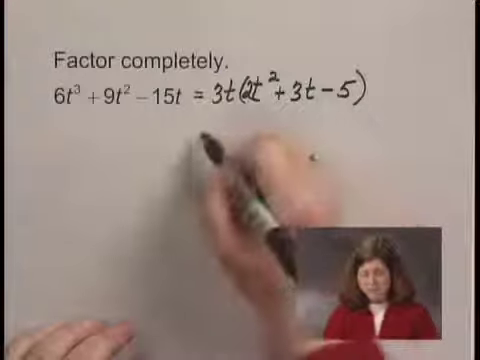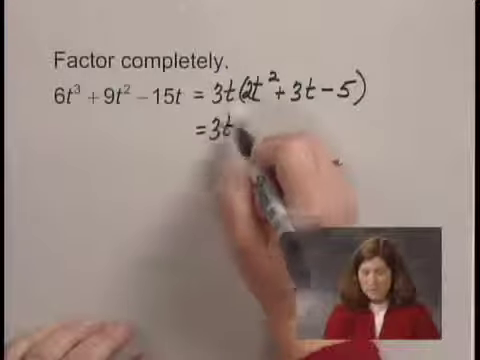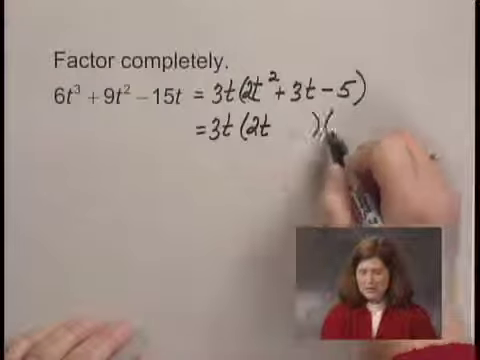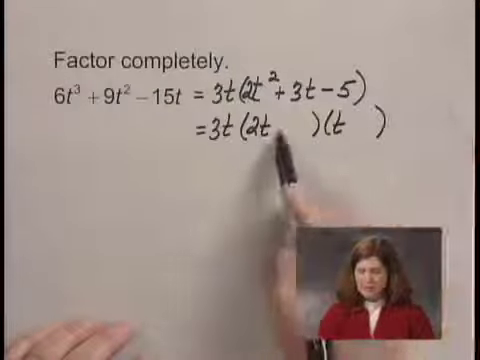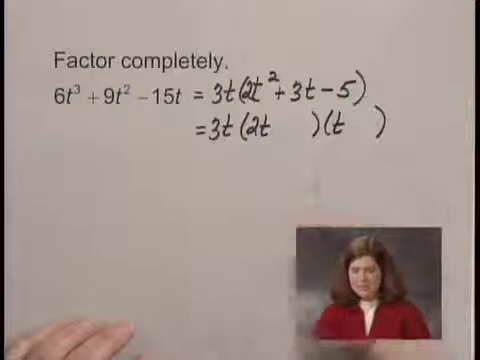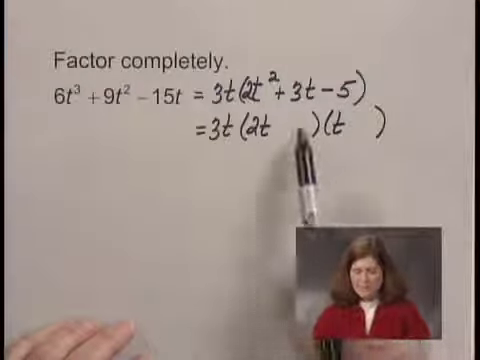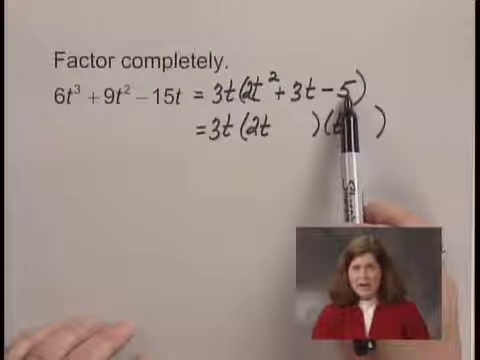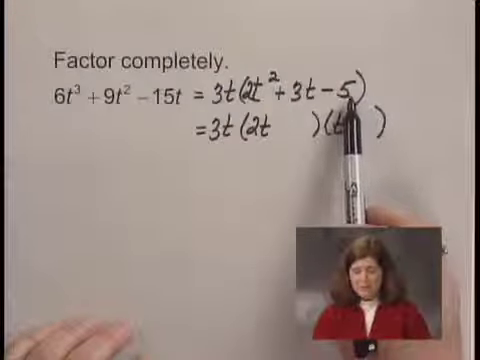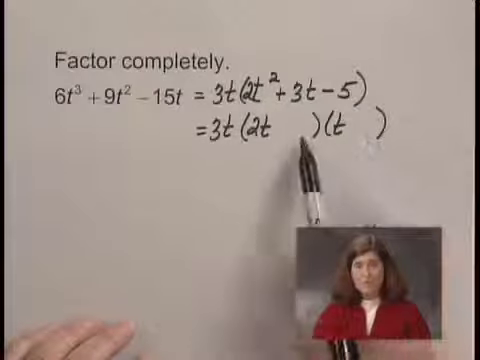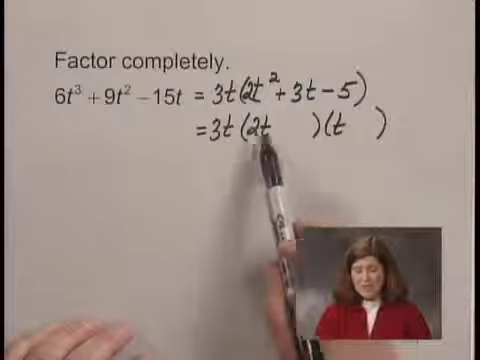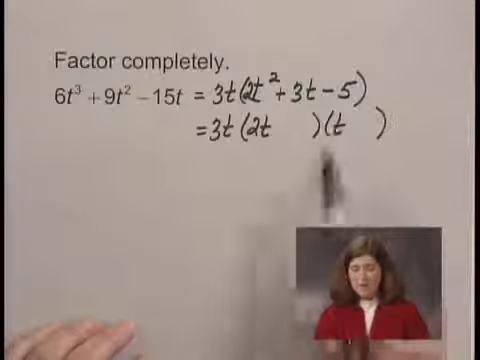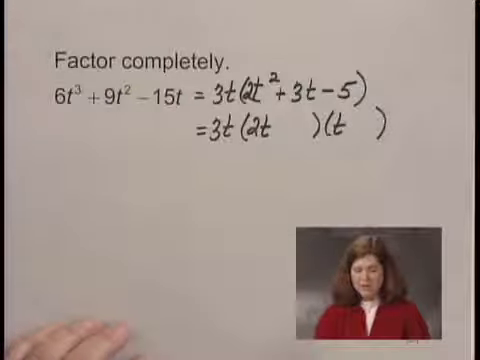If it does factor, it will factor into two binomial factors that look like this, 2t and t, and this will be plus or minus something, and this will be plus or minus something. Now, the numbers that go in here are -1 and 5, or 1 and -5. And they can go in either order because it'll make a difference if it's 1, 5, and 5, 1, because 1 will be multiplied by 2 and 1 multiplied just by 1 for that middle term.